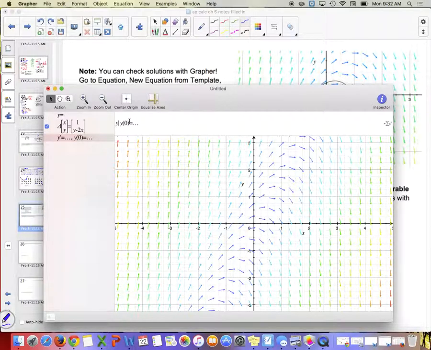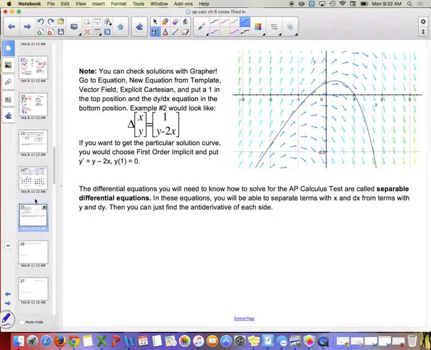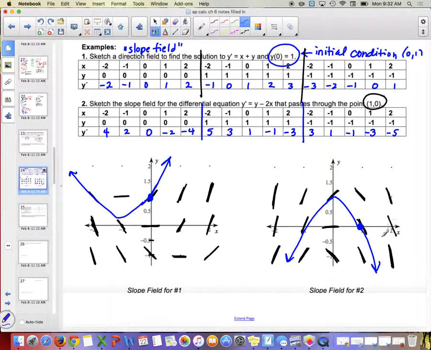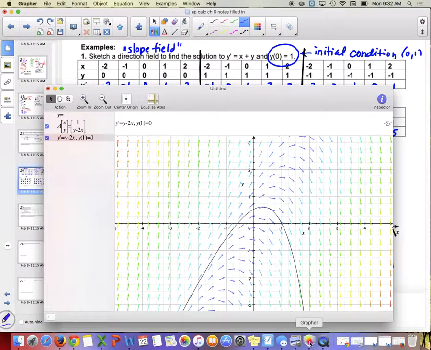Whoops, oh gosh, I'm really just messing this up. Y minus 2x, comma, and then y of, what was it, y of 0 equals 1 or y of 1 equals 0? Which one was it? Y of 1 equals 0. So I put that in, and then it draws in that curve. Okay, and if you look, I had kind of a downwards parabola type shape. It's not exactly a parabola. It's probably some kind of exponential function. It looks like that. Okay?